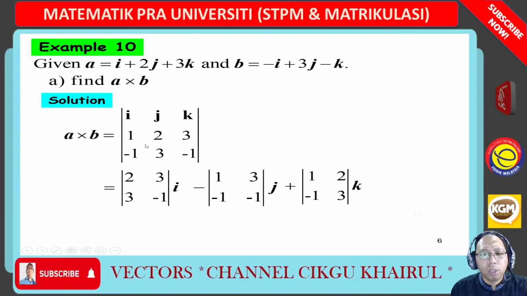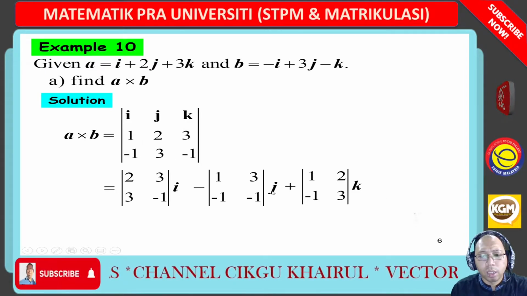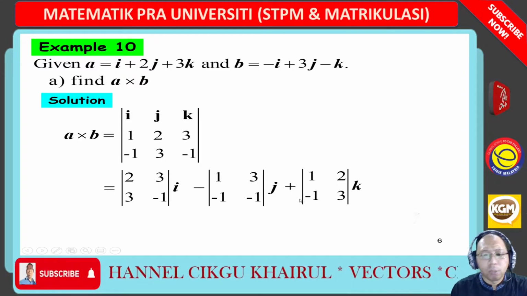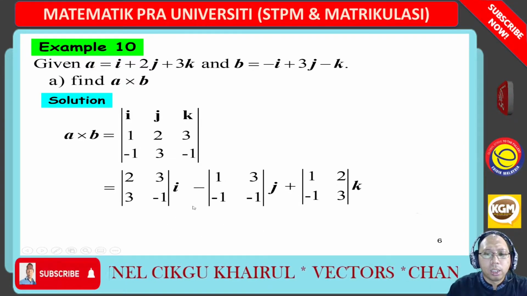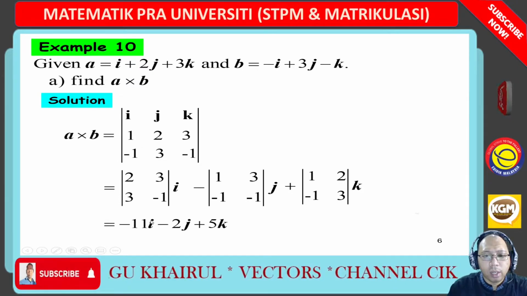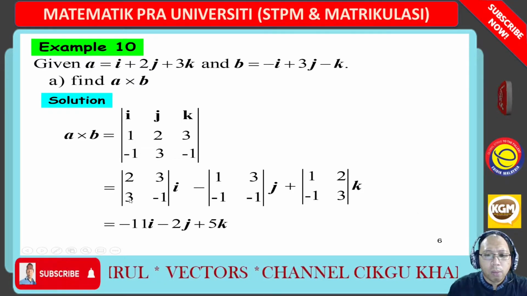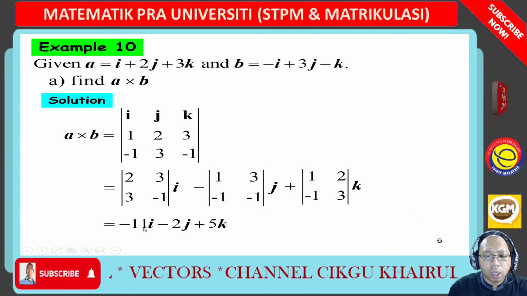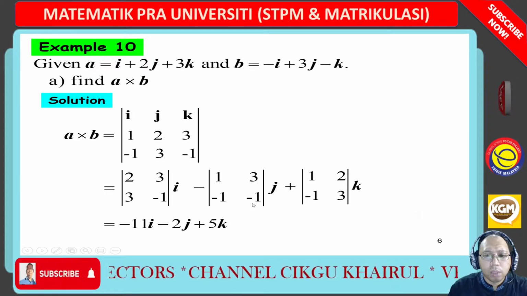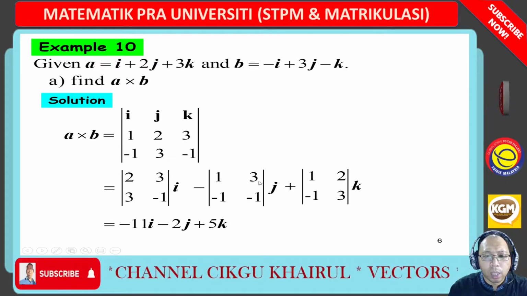Then we have 1, 2, negative 1, 3. Okay, and the sign is positive, negative, positive, like a determinant. Then simplify for every single component. Find the coefficients. 2 times negative 1 minus 3 times 3, so we get negative 11. 1 times negative 1, negative 1, minus 3 becomes 2 plus 3.